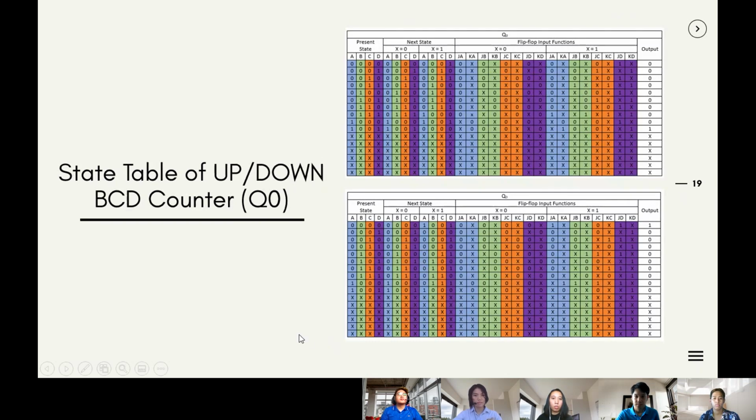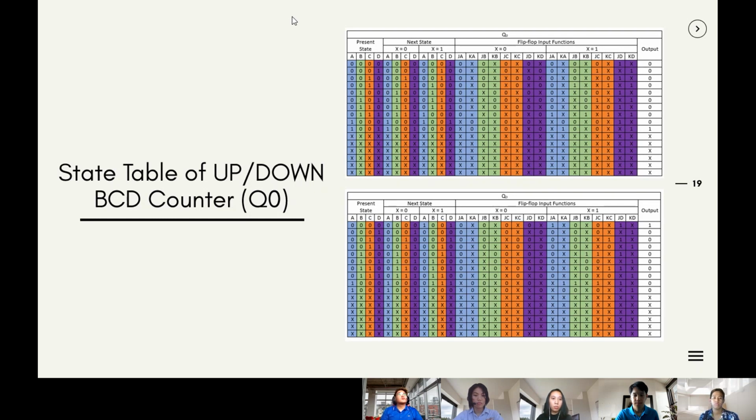Next would be the state tables for the up and down BCD counter. Since the valid values for a BCD counter only ranges from 0 to 9, the inputs and outputs for values 1010 to 1111 is set to don't care condition. An up and down BCD decade counter has two conditions: when count control M is equal to 0 and M is equal to 1. When M is equal to 0, the counting direction is upward through any given count sequence. On the other hand, when M is equal to 1, the counter will start counting downwards.